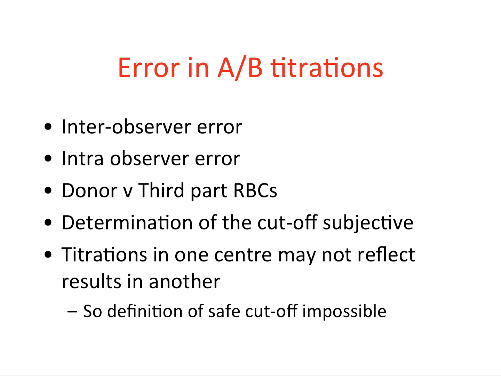So there's a lot of error. There's inter-observer error, there's intra-observer error, there's the error introduced by using donor versus third-party red cells, and there's a degree of subjectivity about the cutoff. So this is really important because it means that titrations in one centre may not reflect the results in another. So the definition of a safe cutoff titer below which transplantation can proceed is a flawed one.